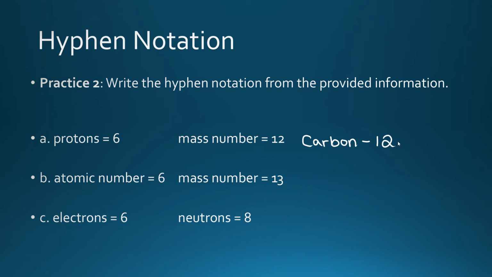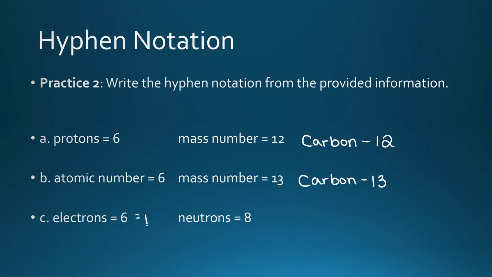In example B, the atomic number is 6, and it has a mass of 13. So atomic number is equal to protons. So again, we have carbon, dash our mass number, which again was directly given to us, 13. And then this one has 6 electrons, 8 neutrons.